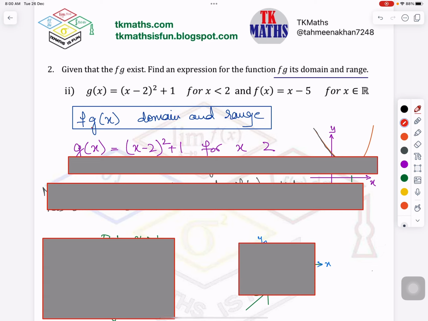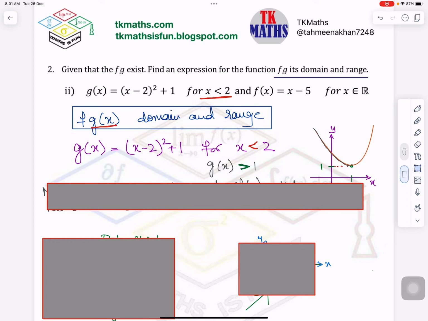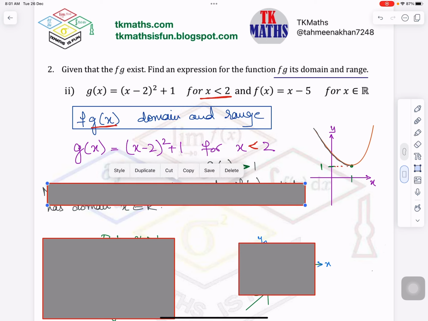g of x is my inner function. For the inner function, the domain given to you is x less than 2. Right? And this is a quadratic function now. I have to find out its range. Okay? So, what did I do? I did this sketching here for you. Let me explain it to you.